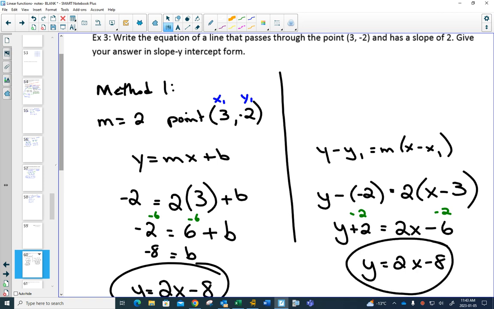And we get the same equation. They're relatively the same amount of work. Would you agree? About the same amount of work. The point slope form is really intuitive for what to plug in, because you have to plug in the point and you have to plug in the slope. Y equals mx plus b is a little less intuitive of where you plug things in.